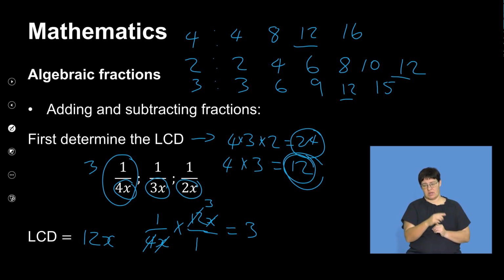Look at the second one. If I multiply 1 over 3x by 12x again, that will give me 4.